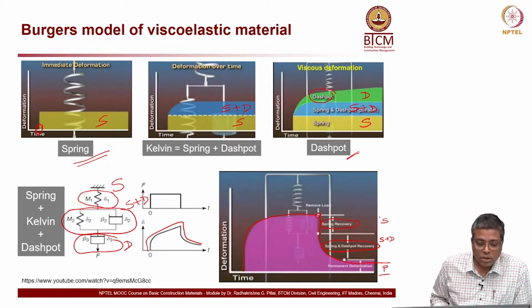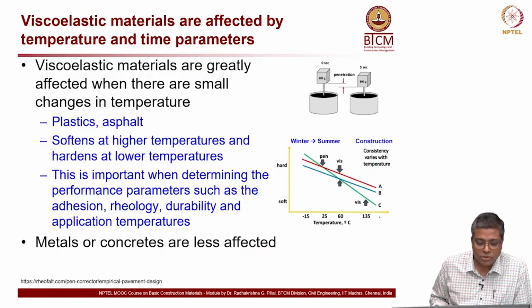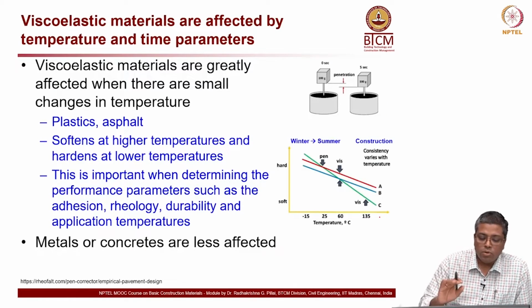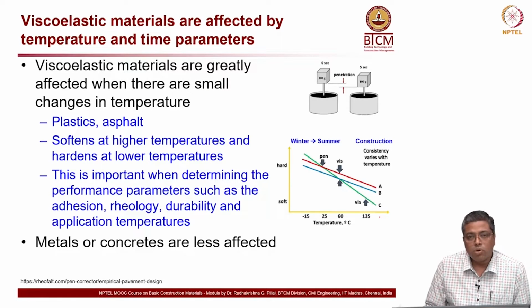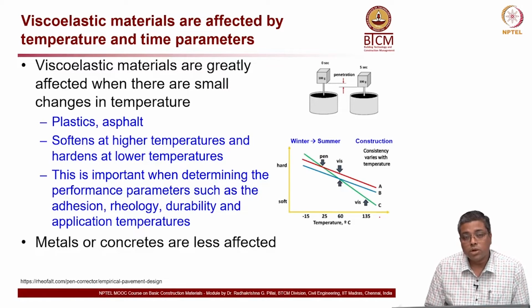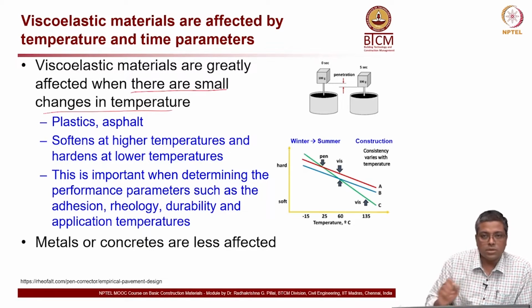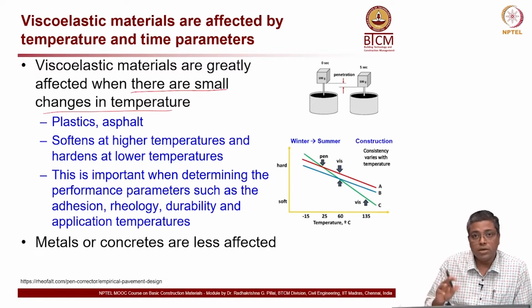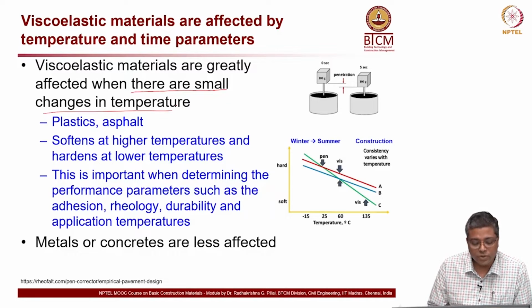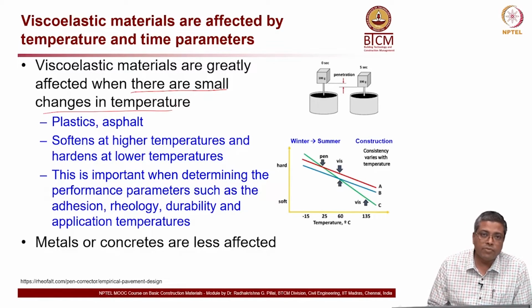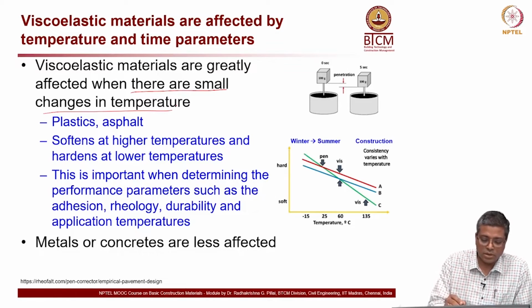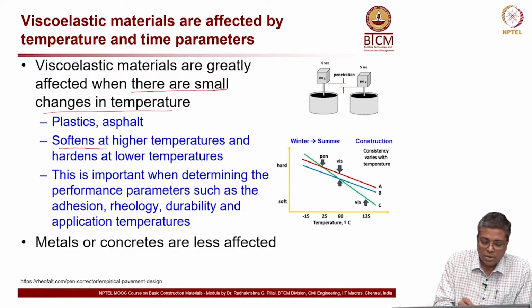That is about the Burger's model of viscoelastic behavior. Now, this viscoelastic behavior is also dependent on temperature, time, loading, etc. So, when there are small changes in temperature, that also affects the behavior of these materials. Mainly it affects the plastics and asphalt materials, and the material softens at higher temperature.